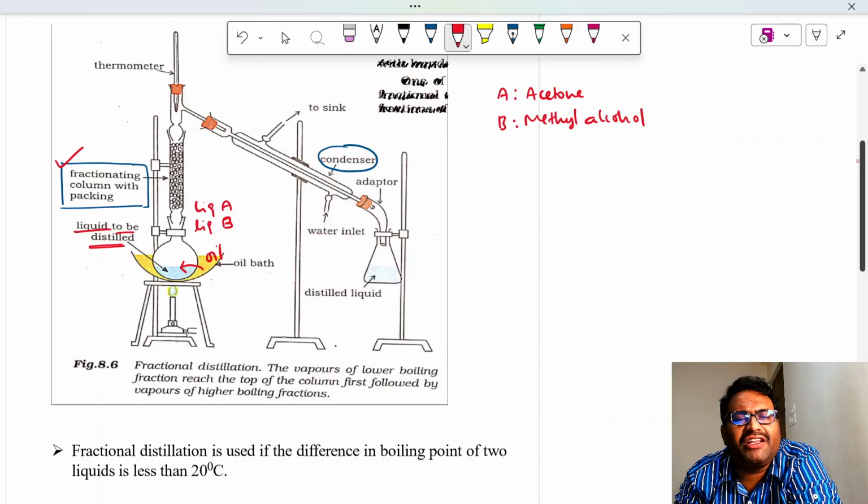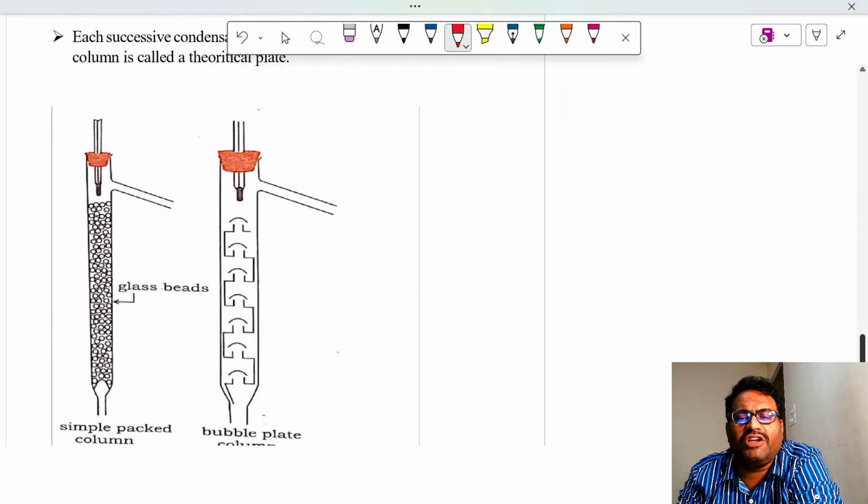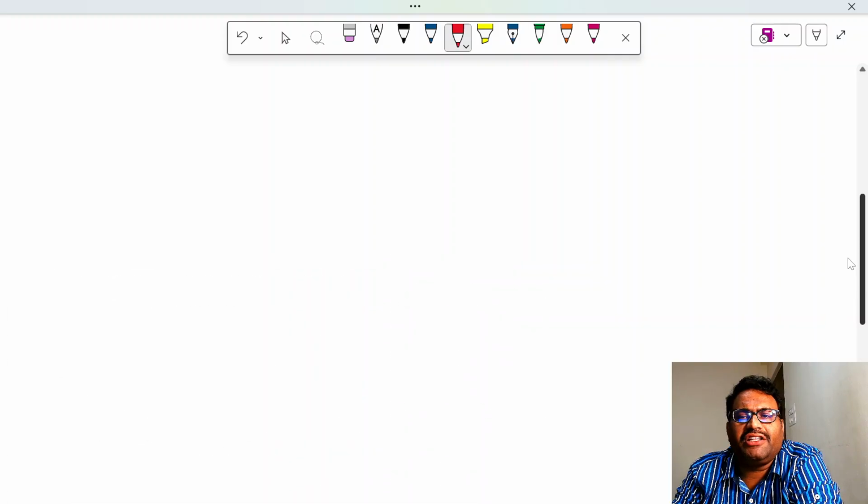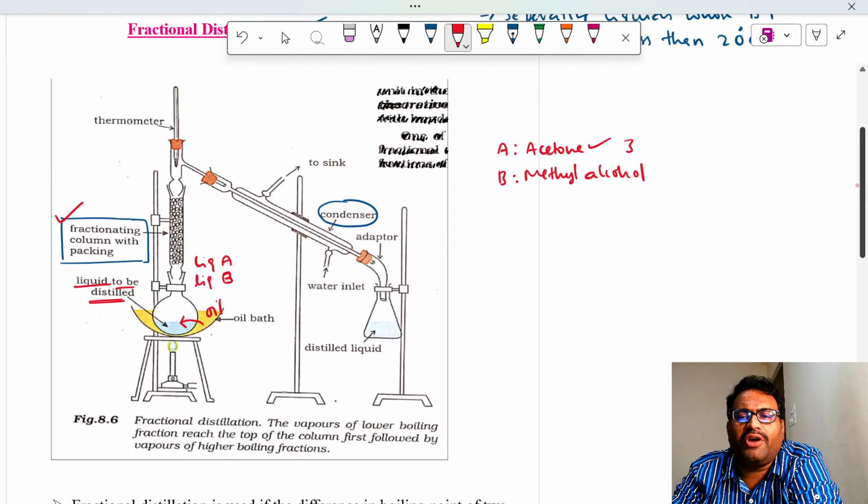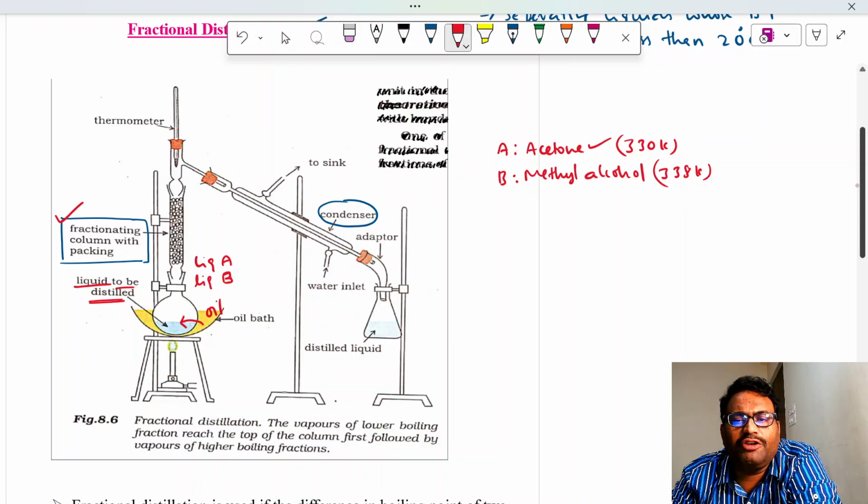So when you are heating, no doubt about it, acetone vaporizes first, because its boiling point is only 330 Kelvin, and methyl alcohol's is 338 Kelvin. At 330 Kelvin, which vaporizes? Acetone vaporizes. From 330 Kelvin to 338 Kelvin, it does not take much time to increase the temperature. So when acetone starts vaporizing, automatically after a few seconds, methyl alcohol also starts vaporizing.